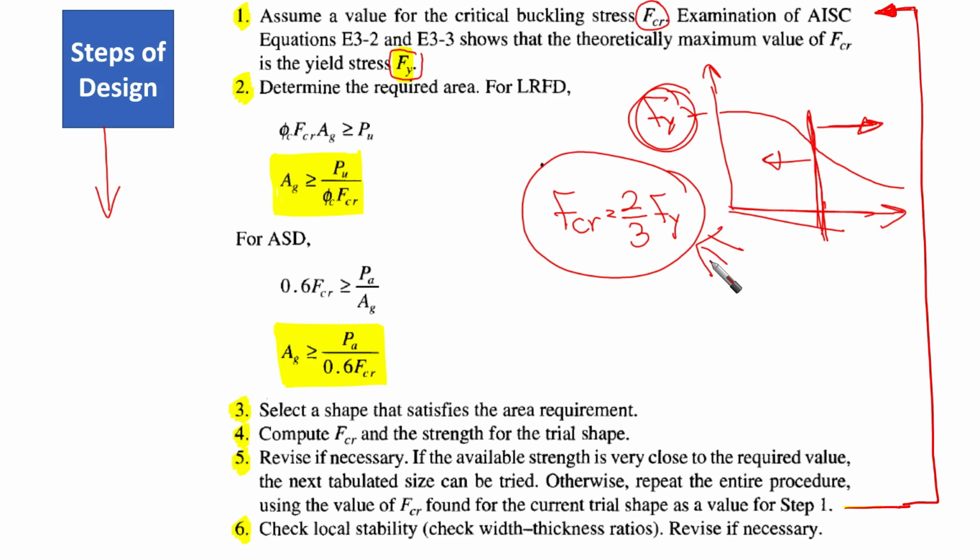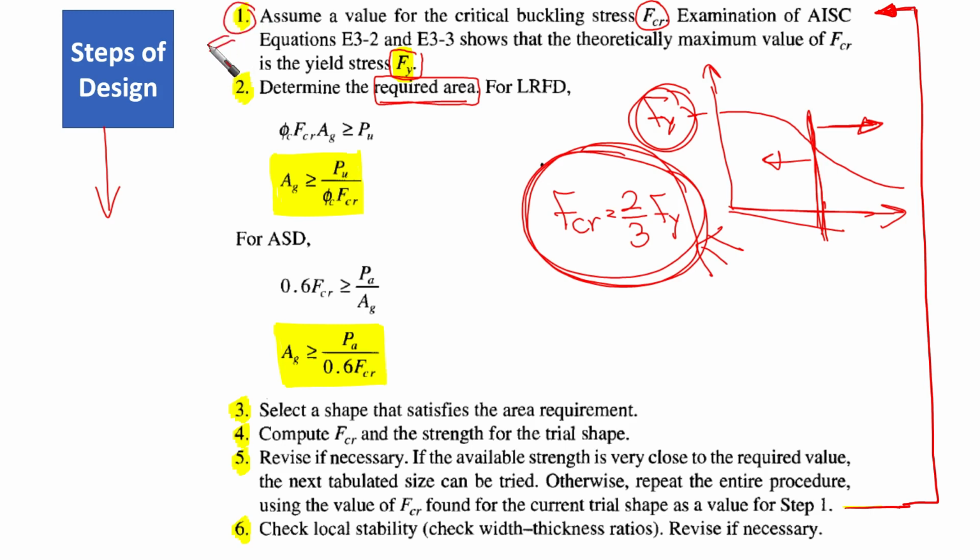Again, you are going to refine this later, based on the steps that we are going to talk about now. But again, this is only an assumed value in the beginning. The accurate one is going to be obtained during the steps. And number 2, determine the required area. So number 2 is the required area.